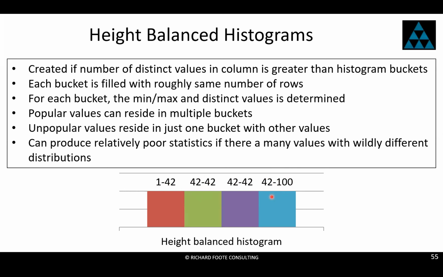But if I just want the value 10, 10 only resides in this bucket where I've got the values 1 to 42. So 10 represents 1/42th of this bucket, and I've got 4 of them. So that's 1/42th of a quarter. And that becomes now my selectivity. 1/42th of 1/4 is actually quite small. So maybe I'm going to use an index for that. But you can see how it's not necessarily perfect.